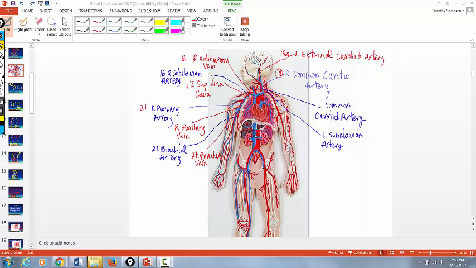Now you have the inferior vena cava here, and then you have the right renal artery, left renal artery, left renal vein, and right renal vein. Then you have the lower abdominal aorta, and that branches into the common iliac arteries. And the common iliac arteries then branch into the internal iliac, right and left, and the external iliac arteries.